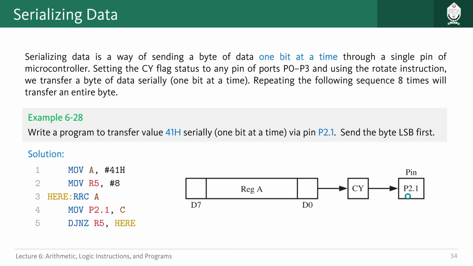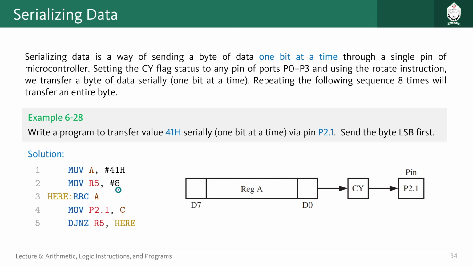So how to do that? We use this kind of rotate instruction. We can look at this example to understand. So write a program to transfer value 41H serially 1 bit at a time via pin 2.1. Send the byte LSB first, right? So first of all, we are loading the value 41H onto register A.